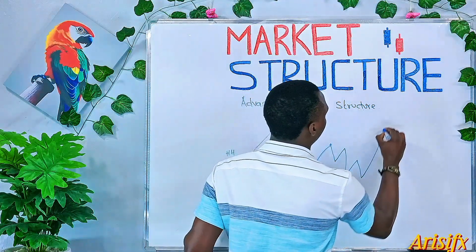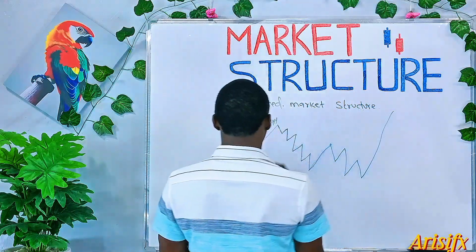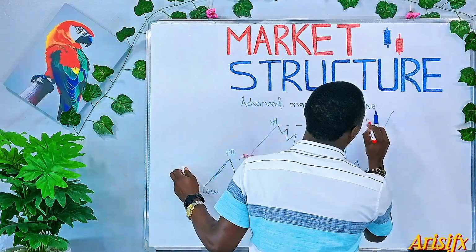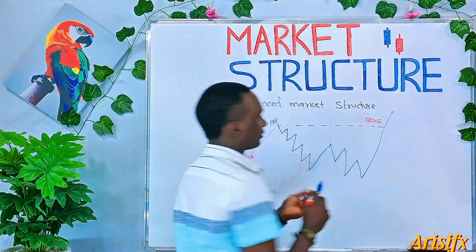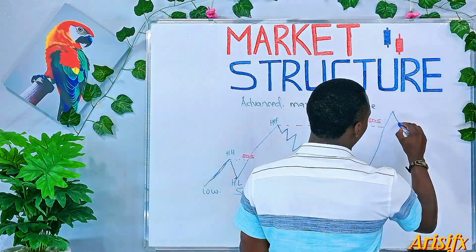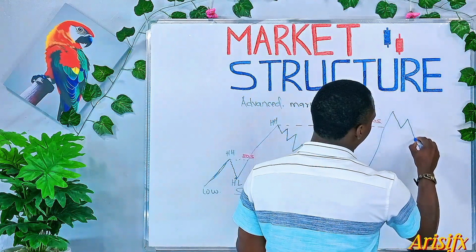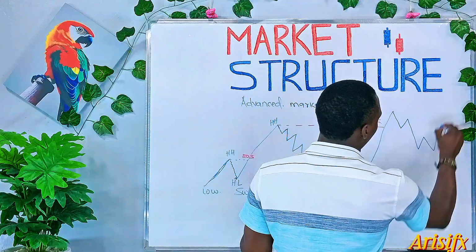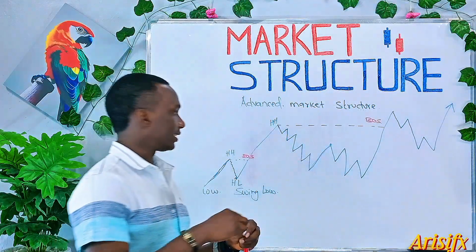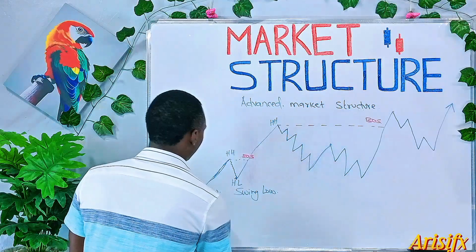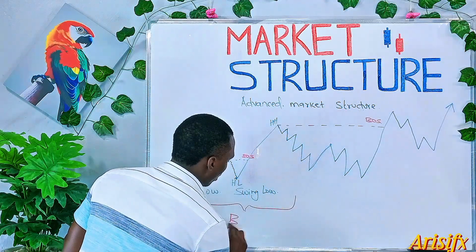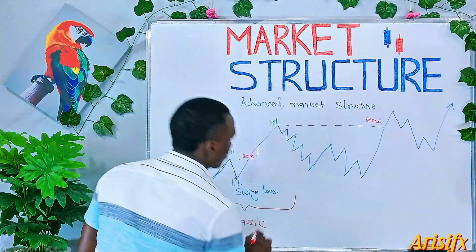The market breaks this, causing a break of structure here. Okay, the market again comes down, retests that zone, comes here, breaks this zone. So what you are currently seeing here, from here to here, is what we call basic market structure.